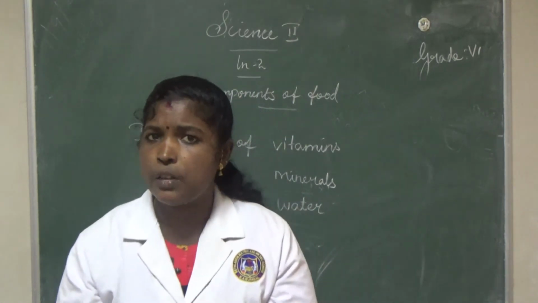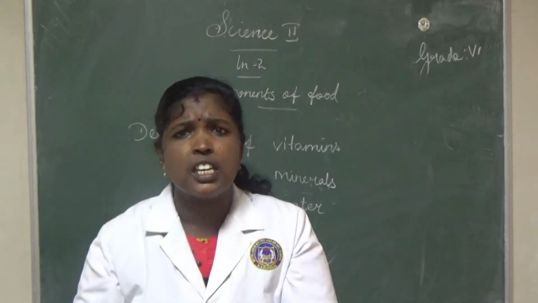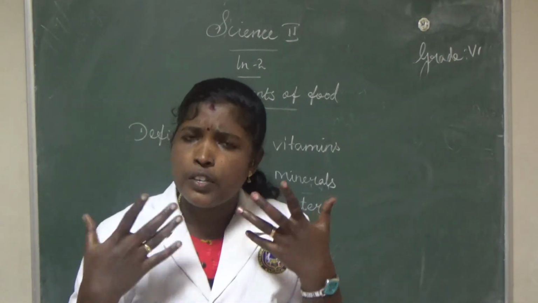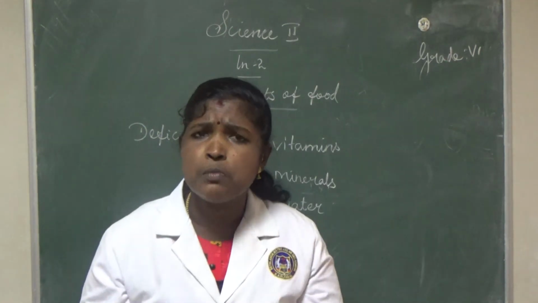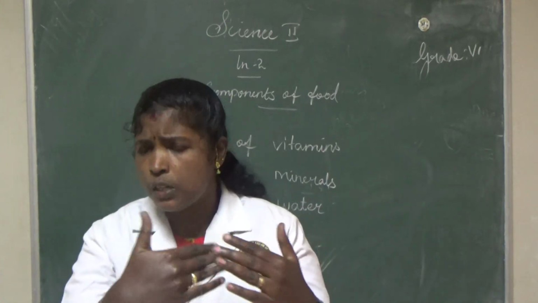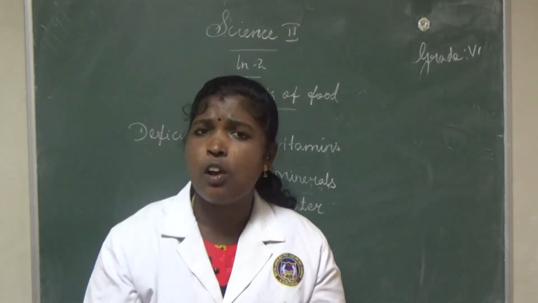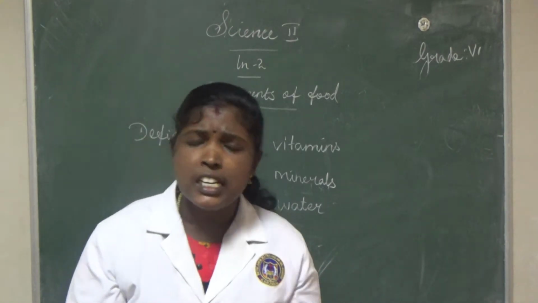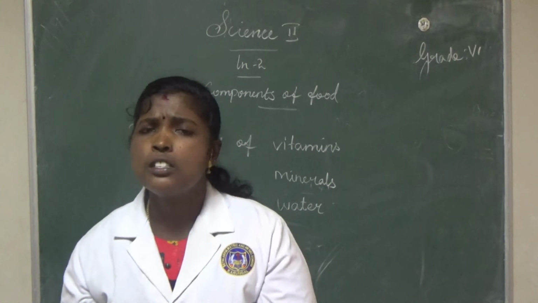And marasmus: compared to a kwashiorkor patient, the marasmus patient is very thin. Lack of appetite, lack of stamina, muscle weakness and mental disorders are some of the symptoms of marasmus. Most infants below the age of 5 years suffer from marasmus. So our government has started several programs like the Integrated Child Development Scheme and the midday meal scheme in schools.